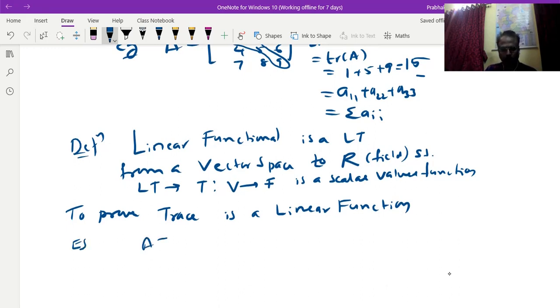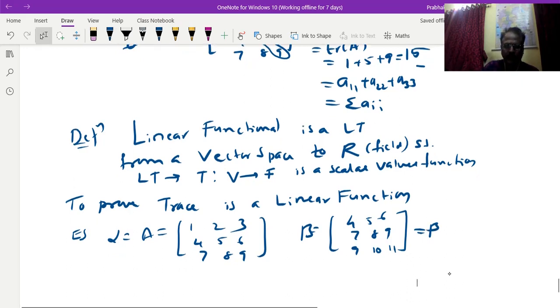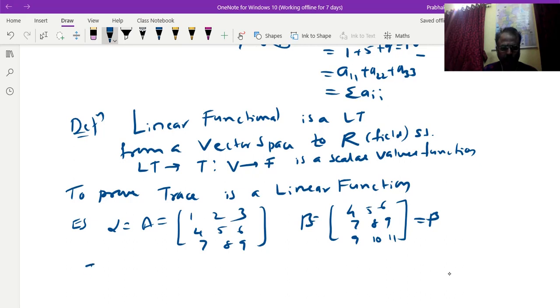Let us take A equal to something like 1, 2, 3, 4, 5, 6 and 7, 8, 9. Let us take B equal to something like 4, 5, 6. Anything, any three dimensional or any four dimensional, any two dimensional, we can take. Three dimensional looks better. So we shall call it alpha, beta also. Now to prove that they are linear functionals, before that linear transformation, T of A alpha plus B beta, you have to show that it is A into alpha plus B into beta. Let us take A equal to 10, B equal to 20. Then what happens? Let us see.